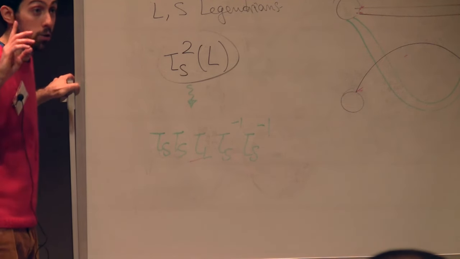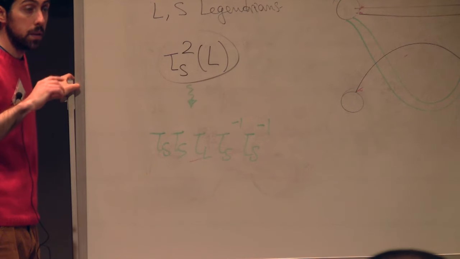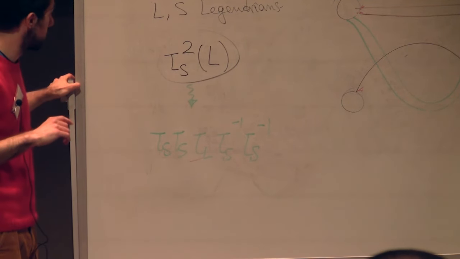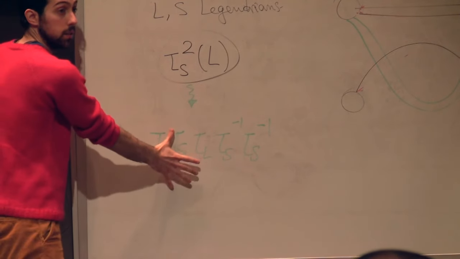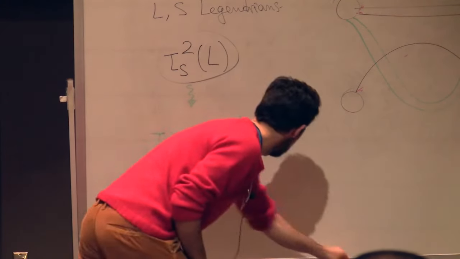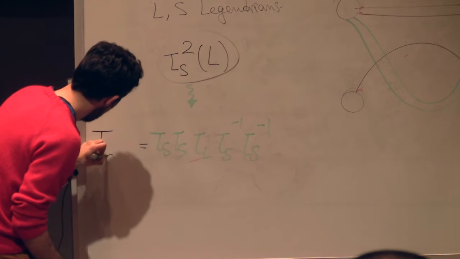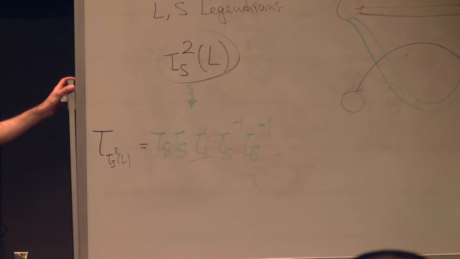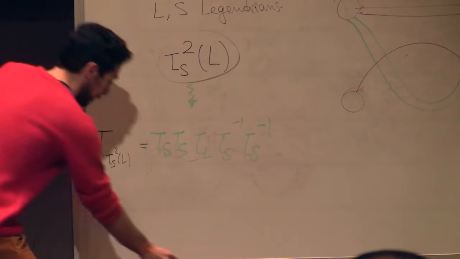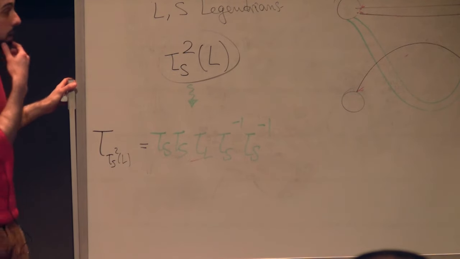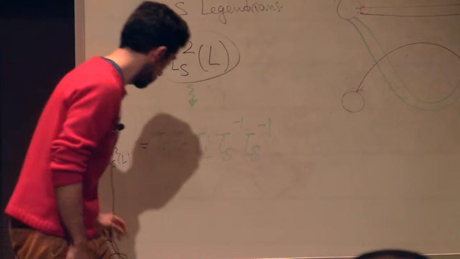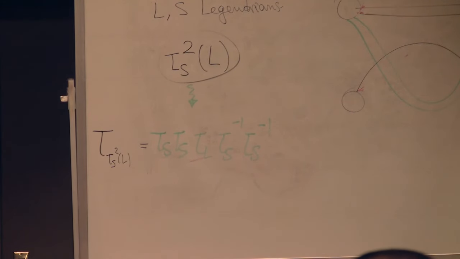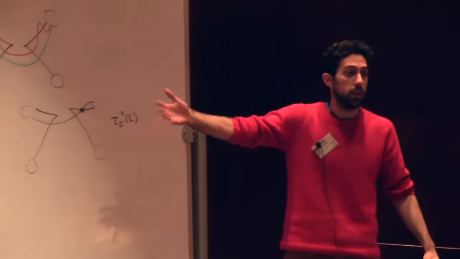Yeah. As a monodromy, yeah. Between these and these? Yeah. This is tau of this. That's exactly what you're saying. But you can even claim that that's the Legendrian, not only the Dehn twist.